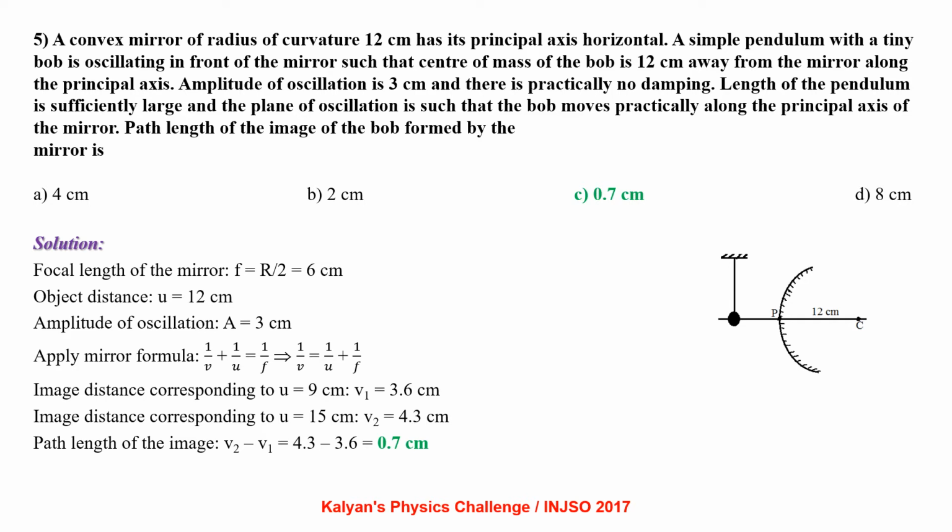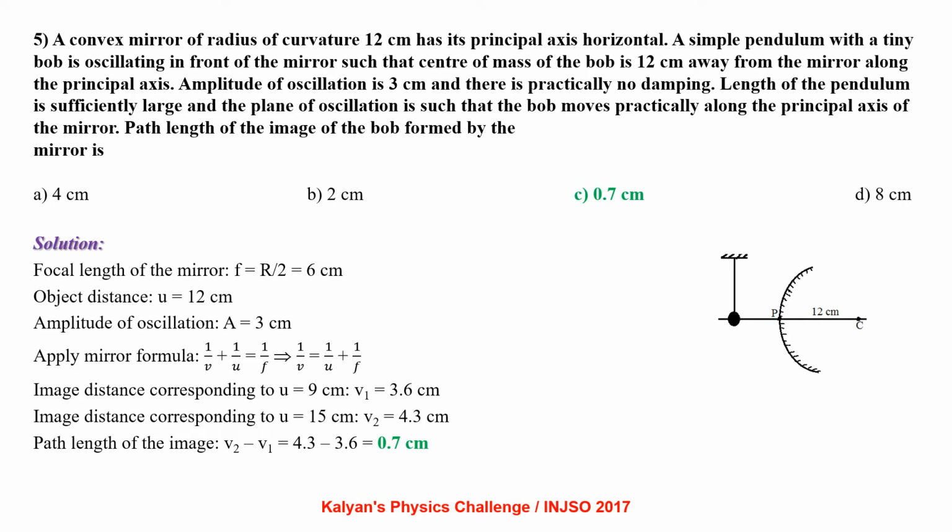Focal length of the mirror is half of radius of curvature, which is 6 cm. Object distance is 12 cm. Amplitude of oscillation is given to be 3 cm. Applying mirror formula 1 by v plus 1 by u equal to 1 by f, from which 1 by v equal to 1 by f minus 1 by u, because for a convex mirror object distance is negative.